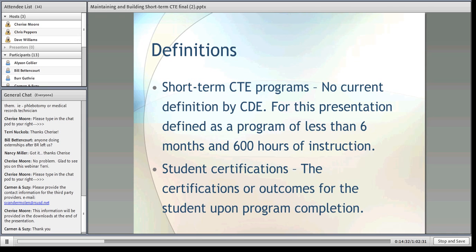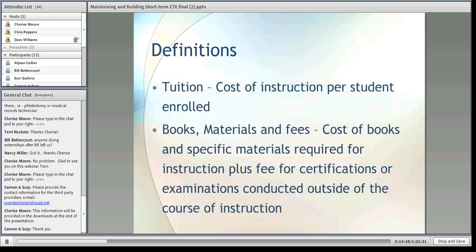We'll discuss those today, but anything that's under 600 hours falls within the basic overview. Student certifications, that is the certifications or outcomes for the students upon completion of a program, and we'll talk about those and how you determine those, what they may or may not entail.